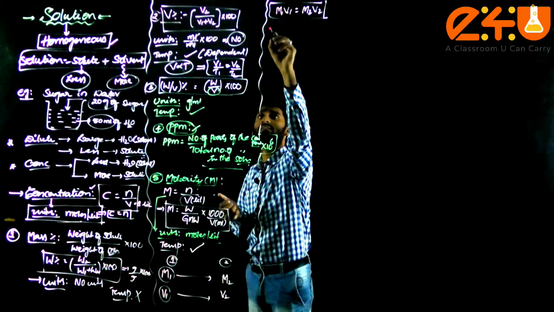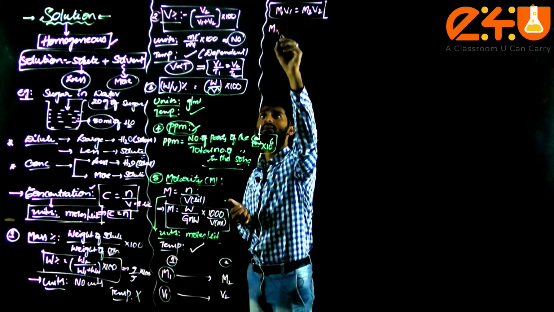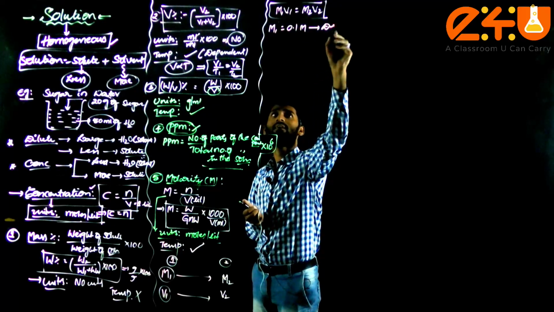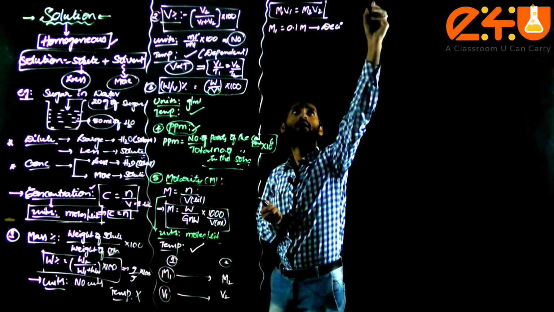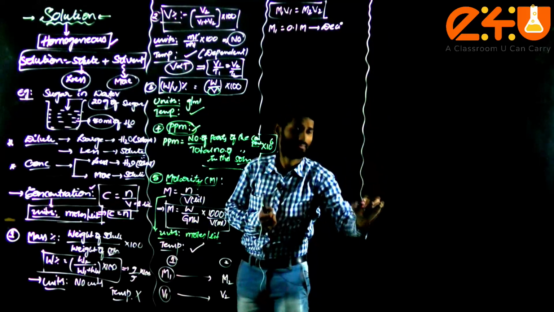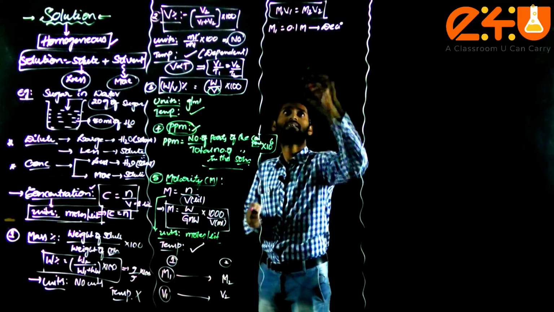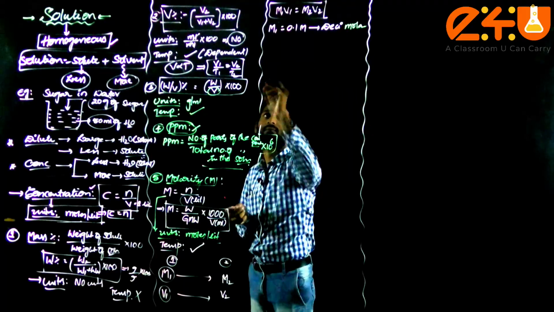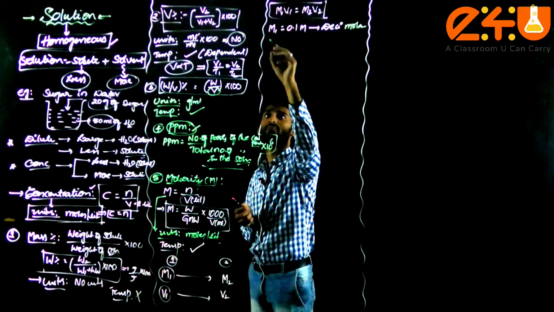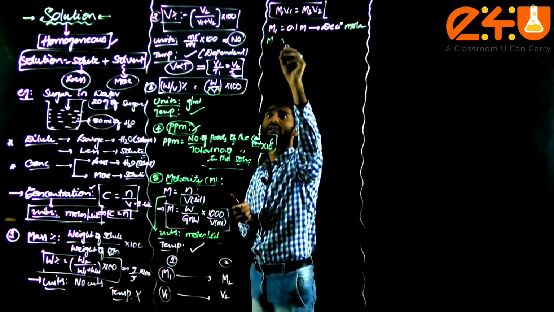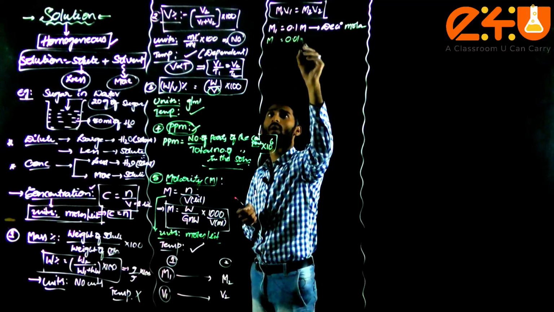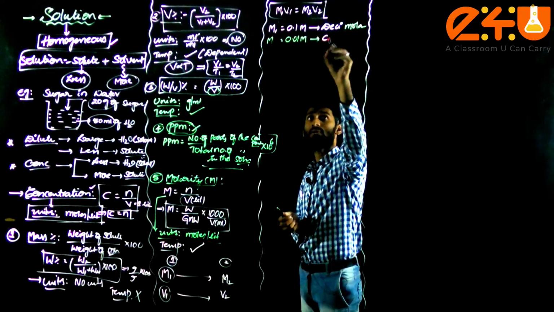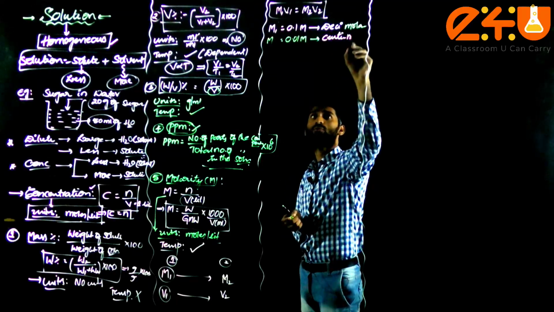Next one, if M1 is equal to 0.1 molar is given, this is called a decimolar solution, dear students. Decimolar solution, that is 1 by 10, that is 0.1. For example, if the molarity is given as 0.01 molar, this type of solution is known as a centimolar solution.